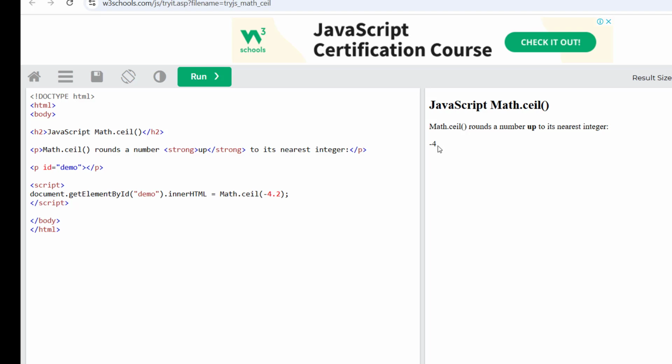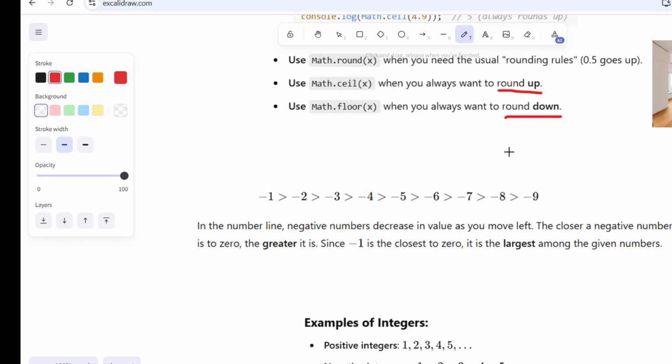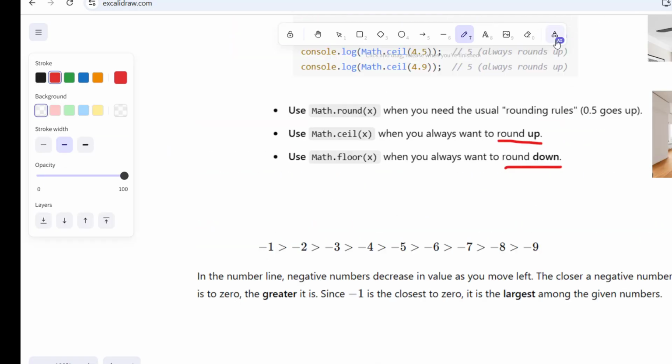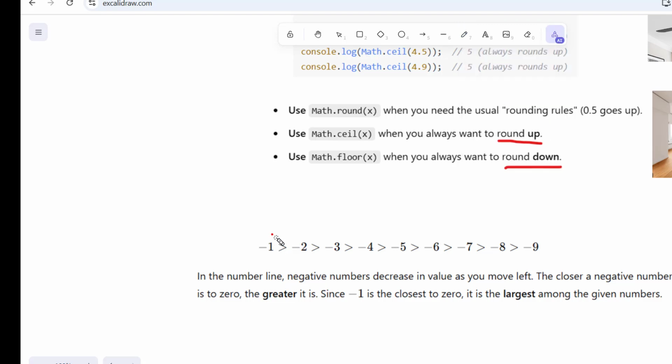But why minus 4? You see this is the order. Minus 1 is greater, minus 2 is less, minus 3 is less, like that. On the number line, negative numbers decrease in value as you move left. The closer a negative number is to 0, the greater it is. This is very important. The closer a negative number is to 0, the greater it is.